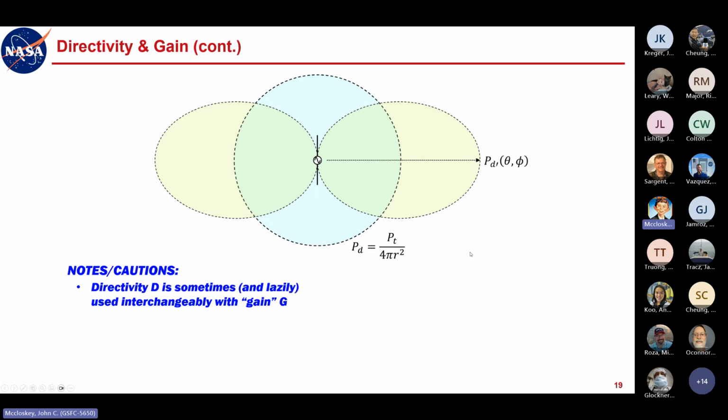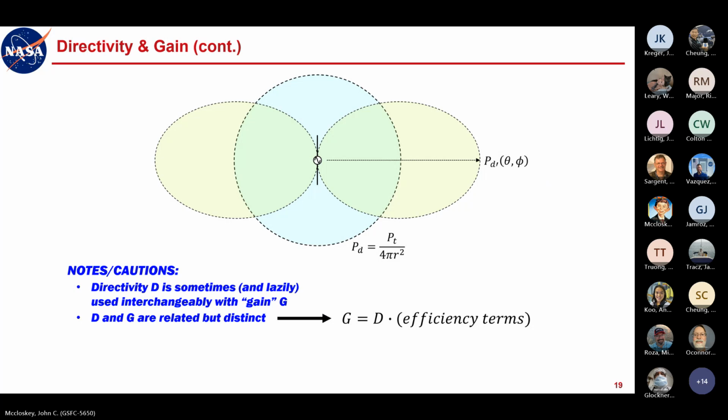So some notes and cautions. Directivity is sometimes, and lazily, used interchangeably with gain, G, and I'm as guilty of that as anybody. But they are related, but distinct. Gain is the directivity multiplied by the efficiency terms, your loss in the radiating structure, impedance mismatch, and so forth. That's sort of what I was talking about with the biconical antenna. The biconical antenna is not very directional, but it has very low gain at the low frequencies because it's very lossy.